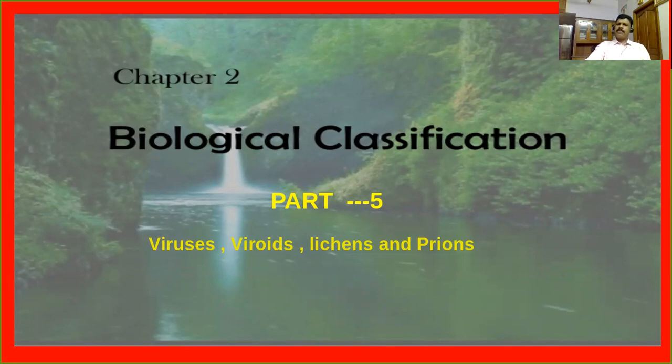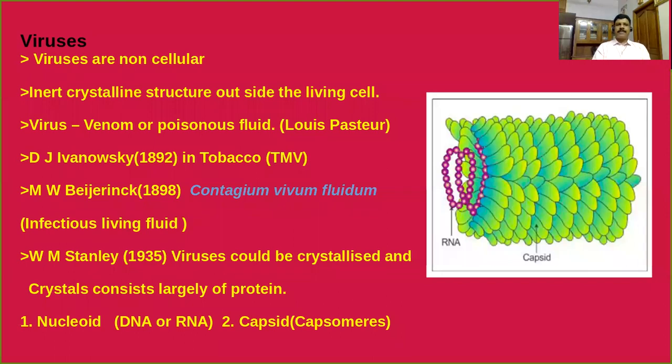As you know, some types of organisms, especially viruses, viroids, lichens, and prions, are not included in the five kingdom classification. So, dear students, today we are going to discuss in detail all these types of organisms. That is viruses, viroids, lichens, and prions. First of all, we have to discuss viruses.